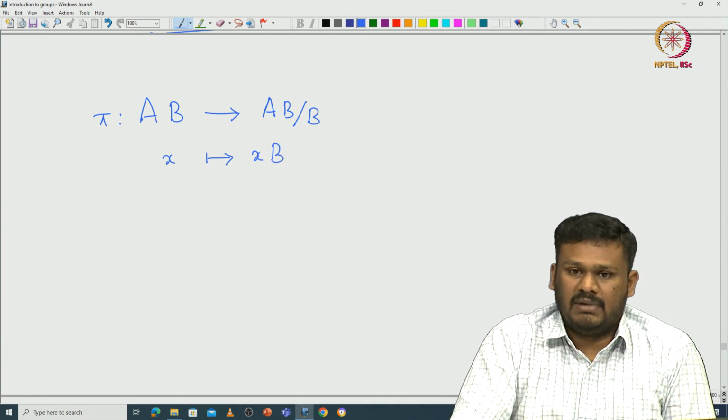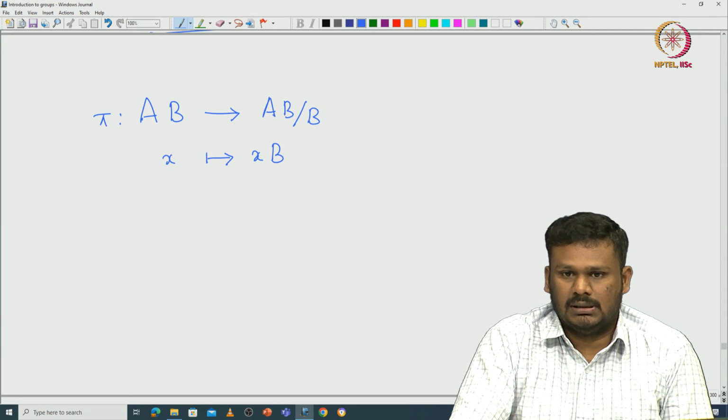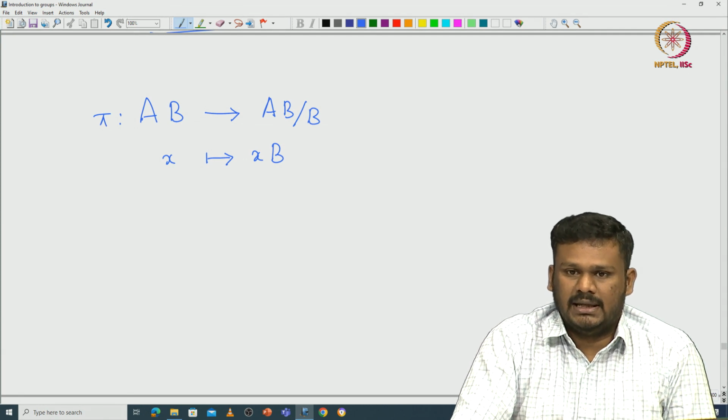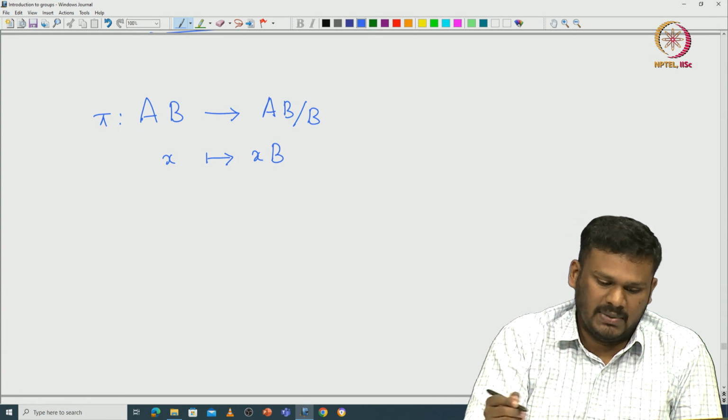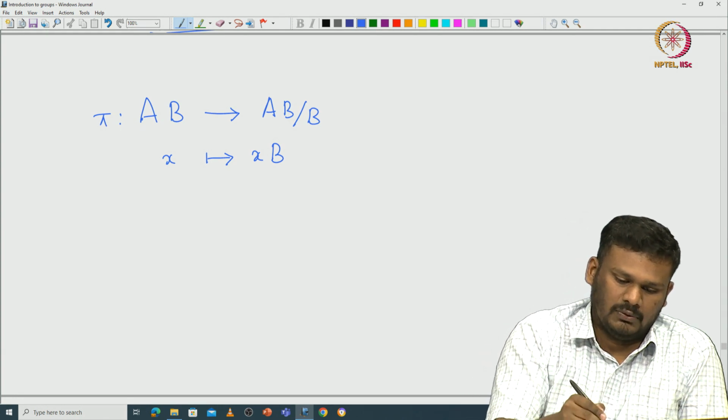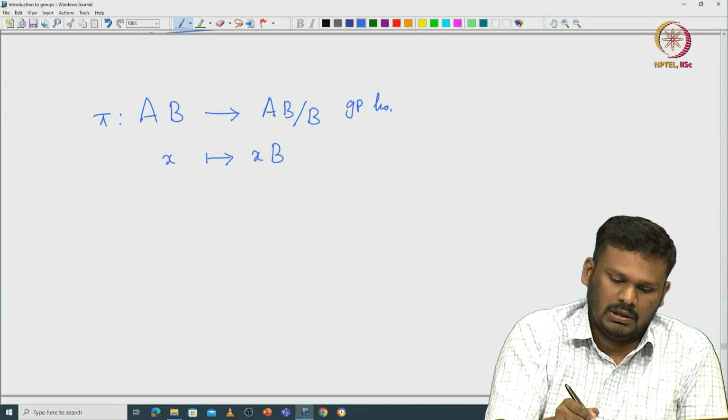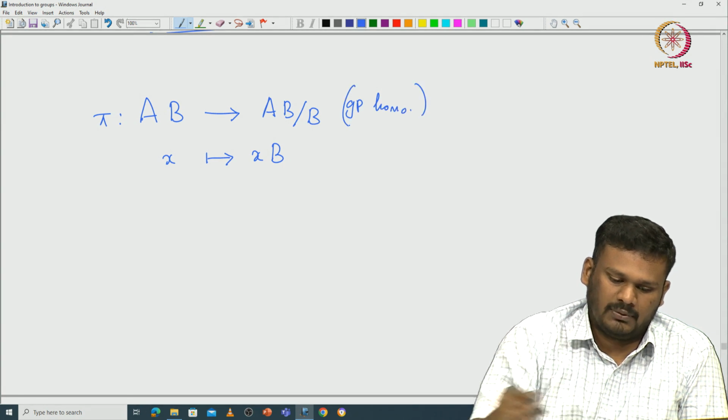This makes sense because B is verified to be normal inside AB. So, AB modulo B makes sense, and this map is a group homomorphism. This is a surjective group homomorphism.